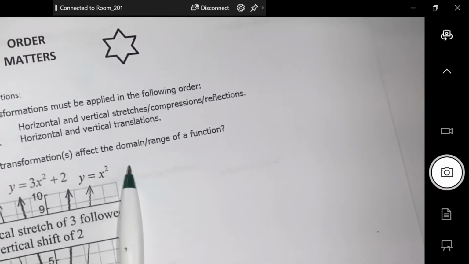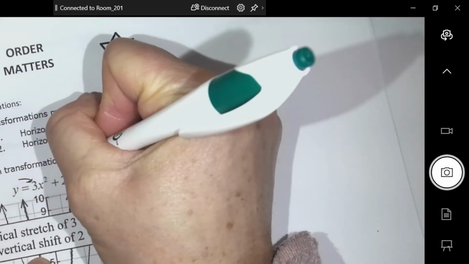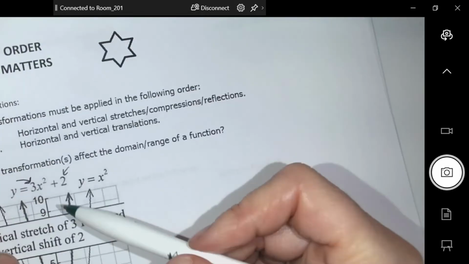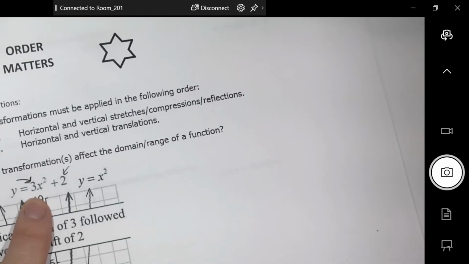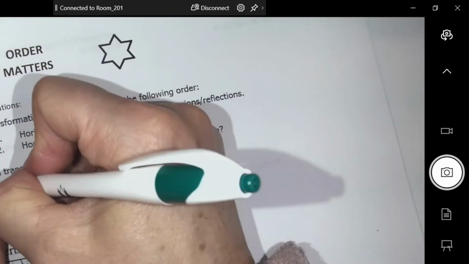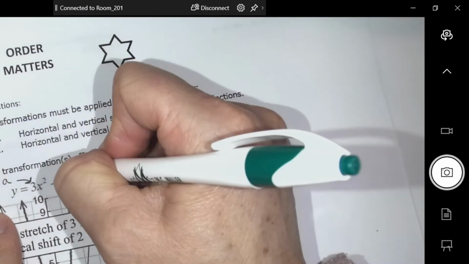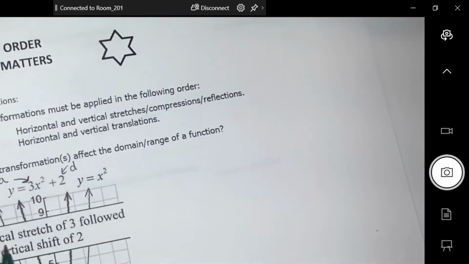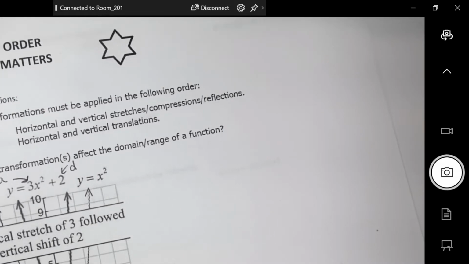So if this was my original equation, there was a 3 and a 2. Could you tell me what letters this and this are? An A, a B, or a C, or a D? 3 is a what letter? An A. And 2 is a D. So you know what I did? I vertically stretched by 3. Then I did a vertical shift of 2. I went up 2. Okay, does that make sense?